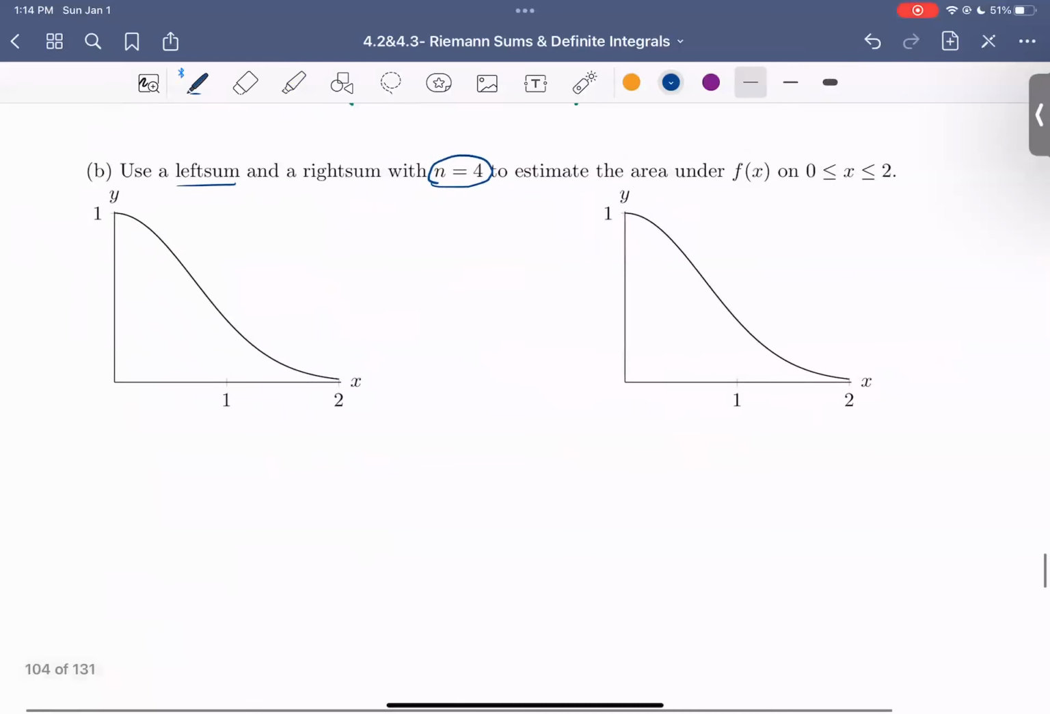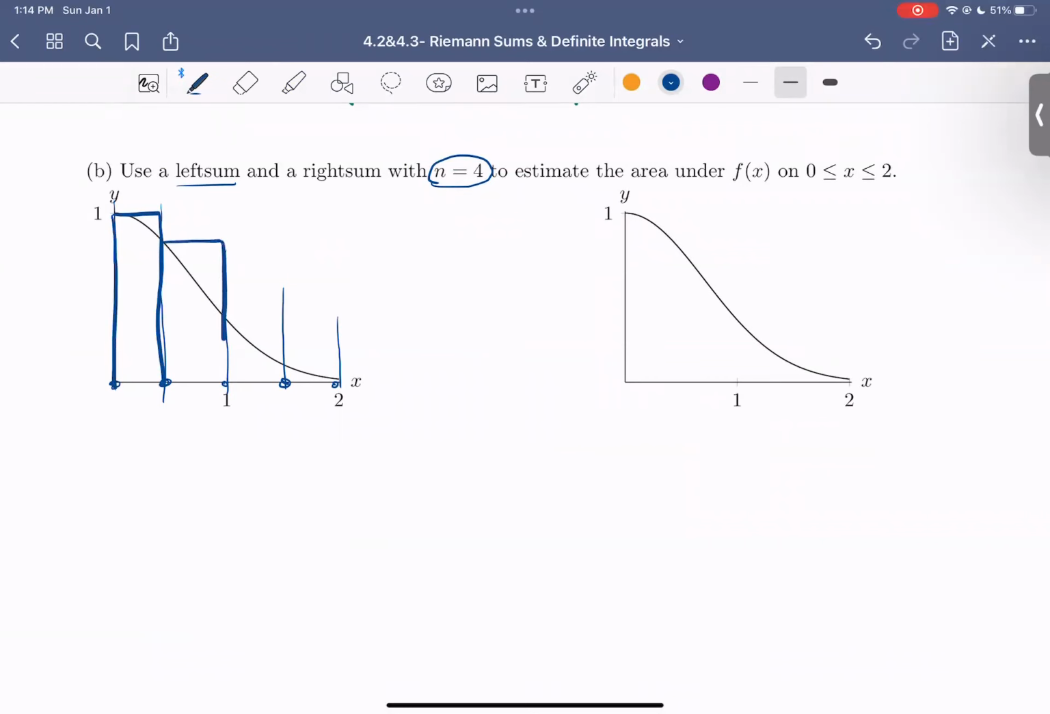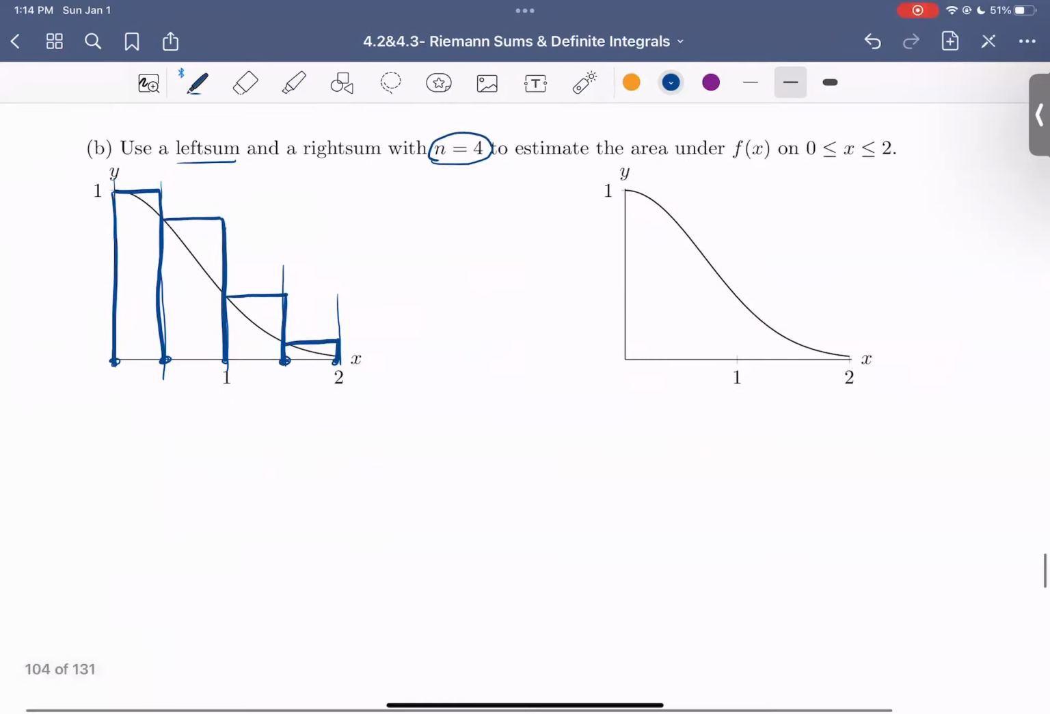So I'm going to go ahead and just draw in those widths. 4 rectangles from 0 to 2. That means I'm going to have my endpoints at 0, 1/2, 1, 1.5, and 2. So now using the left endpoint, I'm going to draw in the heights of my rectangles. So the first one has a height here. Next one, we're over here. Next one down here. And our final rectangle starts on this left-hand side there.